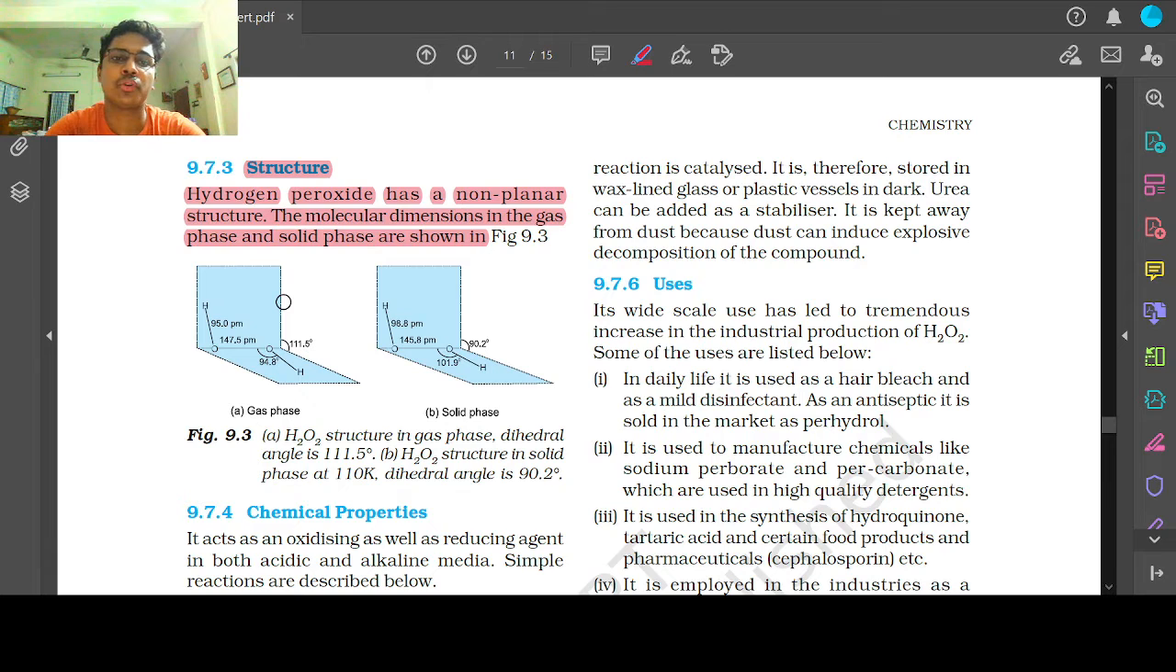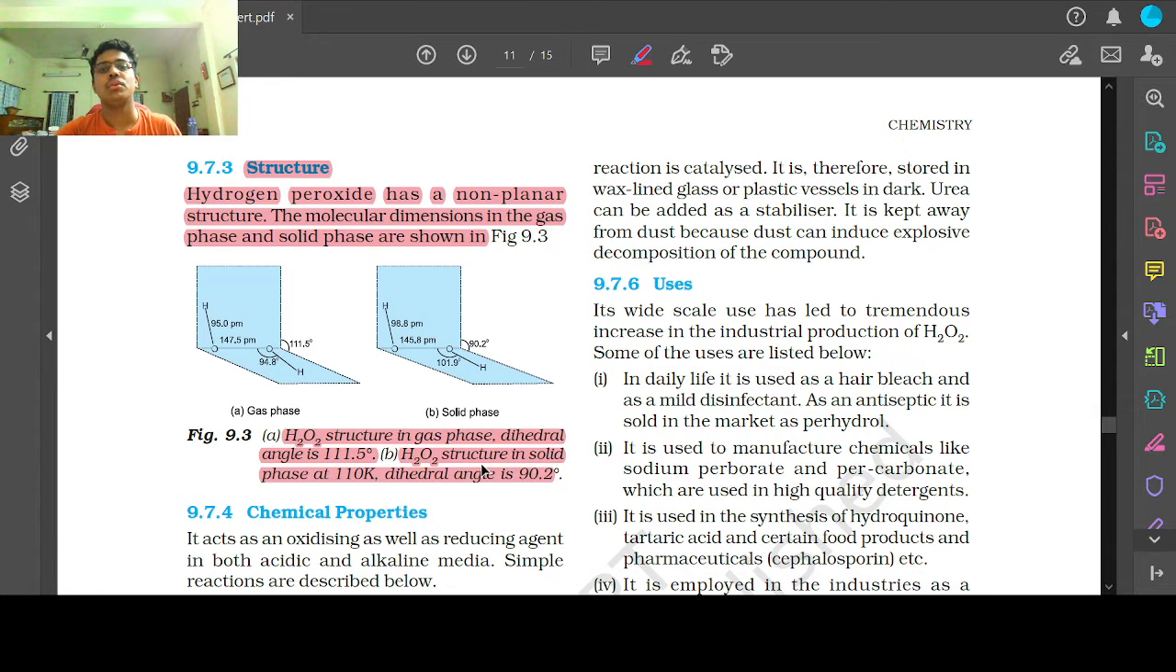How do you open a book or a laptop? It has this structure, right? Perpendicular structure. So it is an open book-like structure. The H2O2 structure in the gas phase has a dihedral angle of 111.5 degrees, and in the solid phase the dihedral angle decreases.